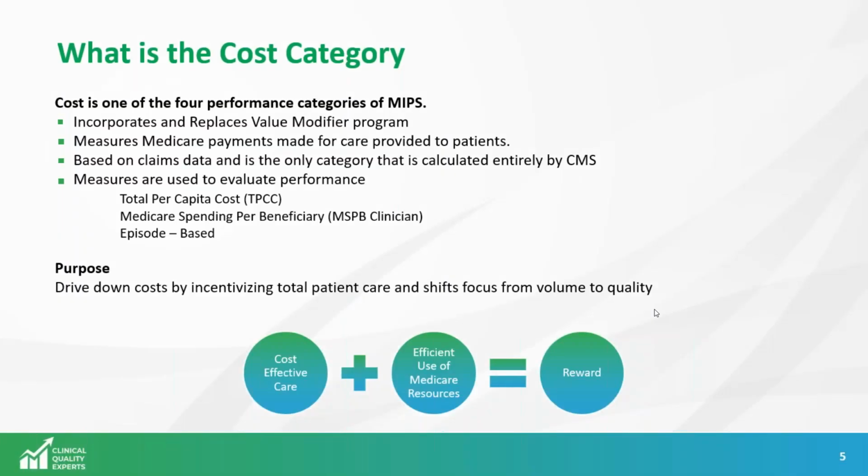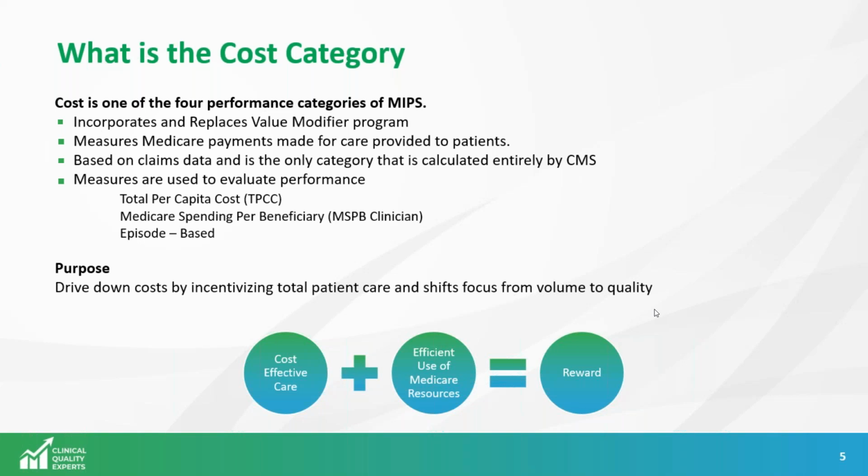All right, so cost category. This is one of our 4 performance categories of traditional MIPS. It's the old value-based modifier program. So if you go back in the day, that's what this category is. And what it does is it measures the Medicare payments made for care provided to patients. Now you might be thinking, okay, well, the fees are basically set by CMS. And while that is true, CMS is watching what else gets coded in the process.